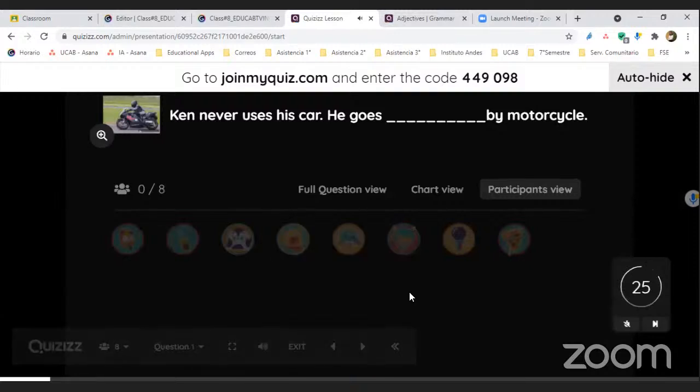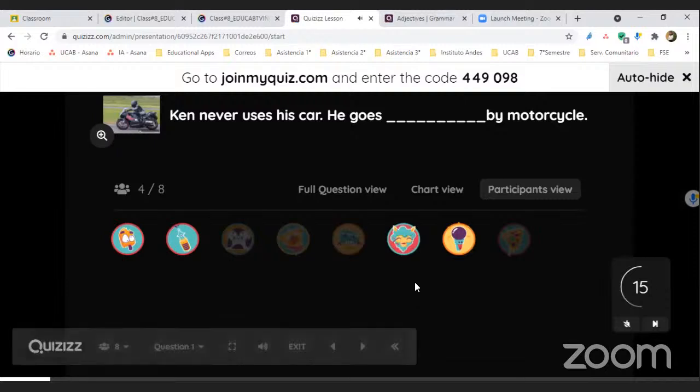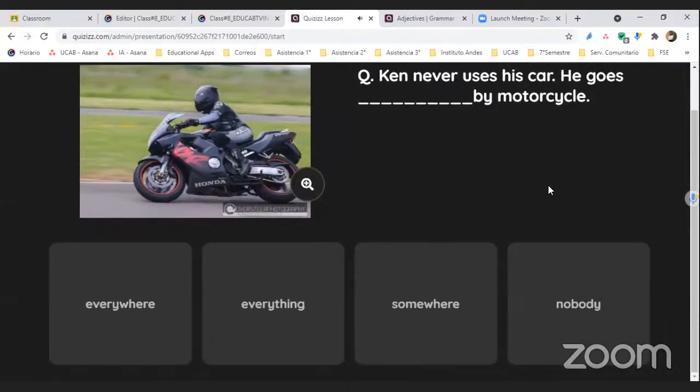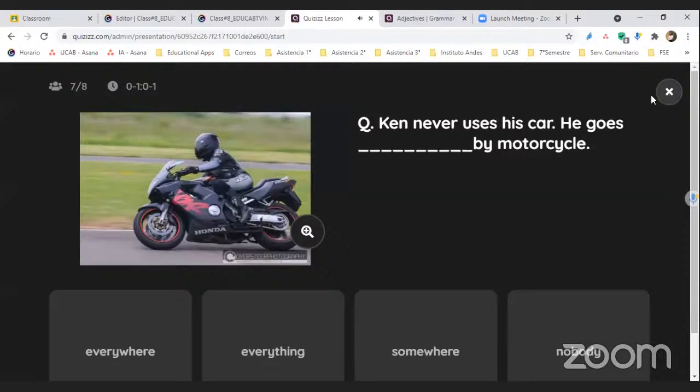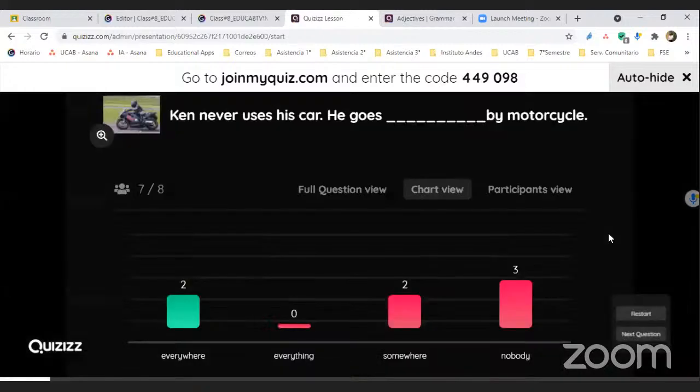Okay, here we have this question. Ken never uses his car. He goes by motorcycle. Which is the answer here? We have four options: everywhere, everything, somewhere, and nobody. Good, so Ken never uses his car. He goes everywhere by motorcycle. He goes everywhere, a todas partes. He never uses his car. He uses his motorcycle, just like you can see in the picture. Okay, good. Let's move to the next question.